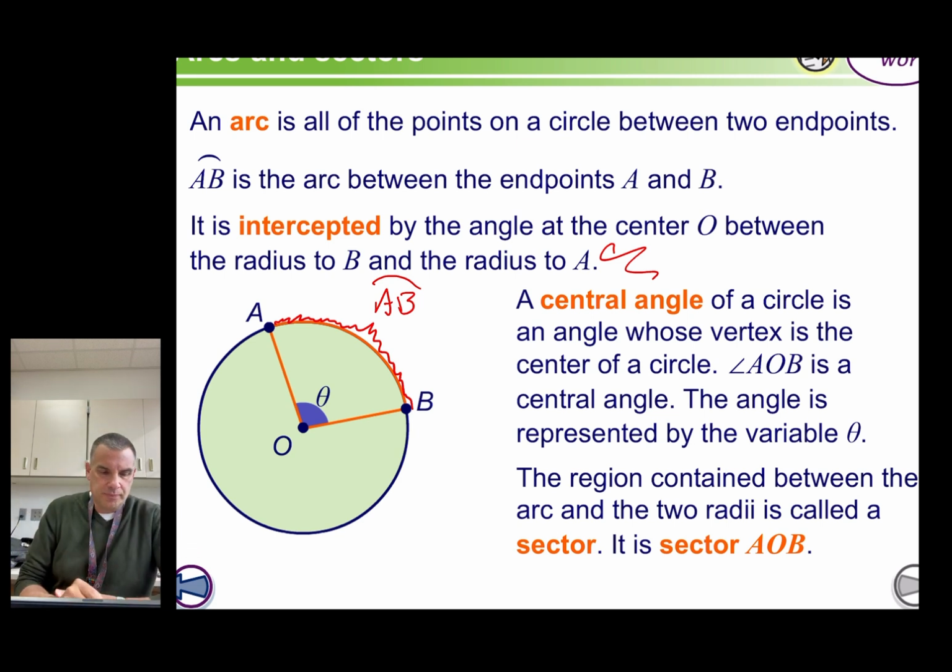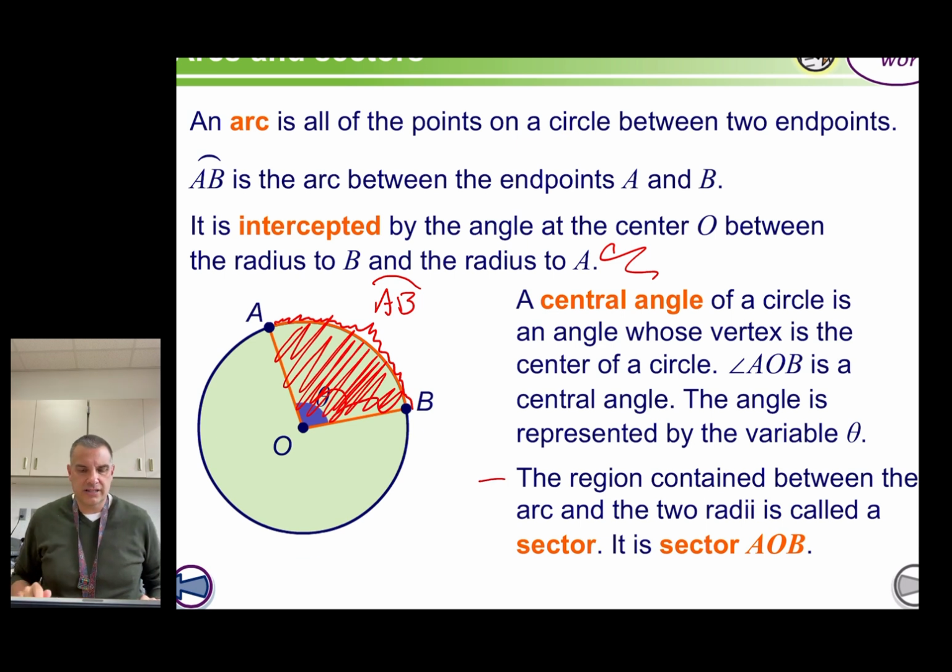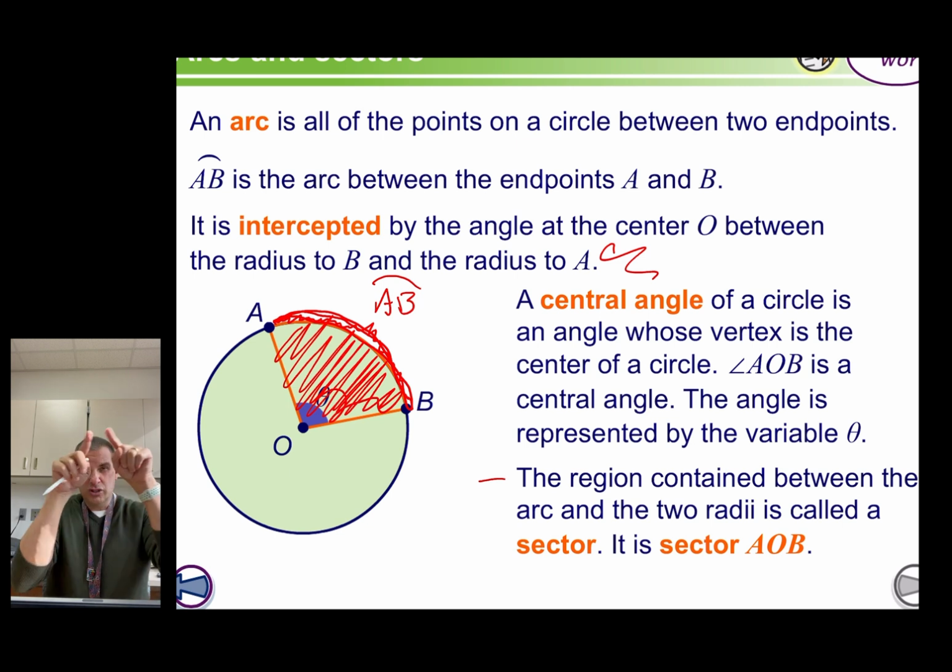A sector is all of this stuff. So this is a sector. The region contained between the arc and the two radii is called the sector. In this case, this is sector AOB. The arc is the outer part of it. If you think about a wheel, it's your tire. If it's a pizza, the sector is your whole slice of pizza, where the arc would just be the crust. I think that's one of the problems we're going to do in a minute. It's going to talk about how you find the area of the piece of pizza that you get.